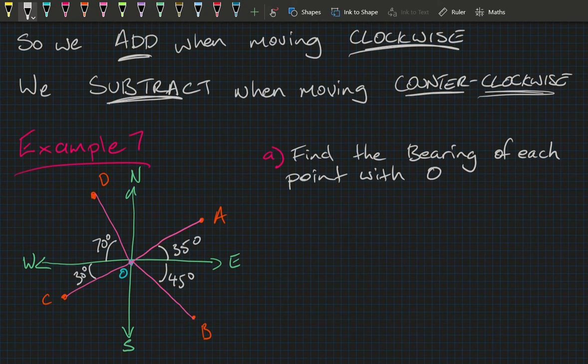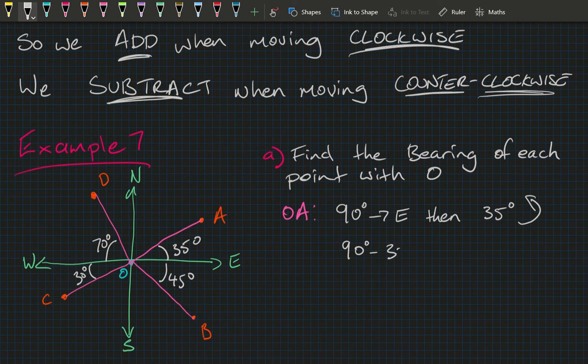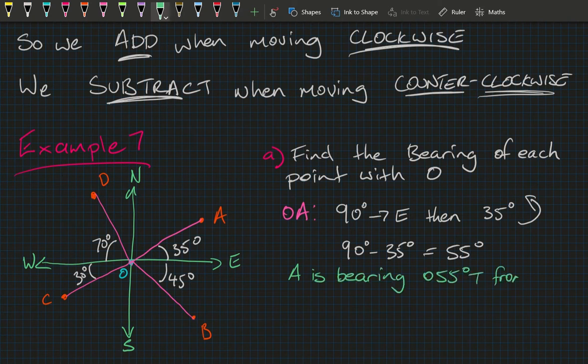We can also look at breaking it up as two turns, like turning from an axis and then back to the segment, okay? So O to A has a turn of 90 degrees to the east axis, but then we have to rotate counterclockwise back 35 degrees. So our 90 degrees is clockwise and our 35 is counterclockwise. So that means we end up with 90 minus 35 degrees, which is 55 degrees. So we can say that A is bearing 055 degrees from O.